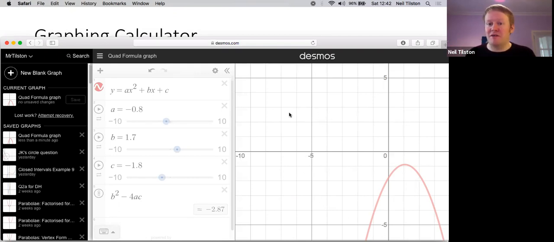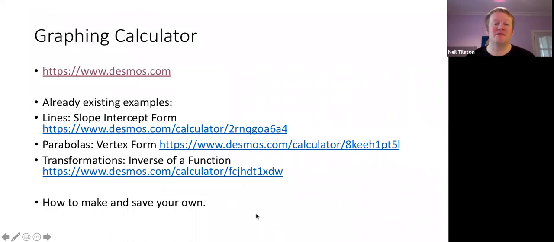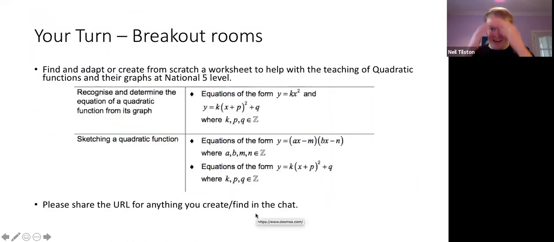And I would like you to have a go. With the remaining time in our session, which isn't much, I've talked too much. Apologies, folks. What I'll get you to do instead is have a go at it yourself in your own time: find or adapt a graph that would help with the teaching of some of this. You saw my attempt with the factorized form graph that I created. But this is some of the stuff I find pupils find hardest in National 5 Maths.